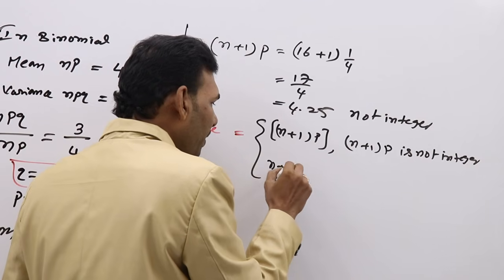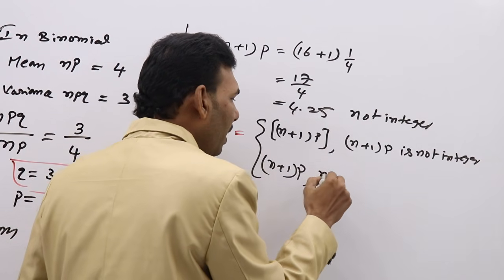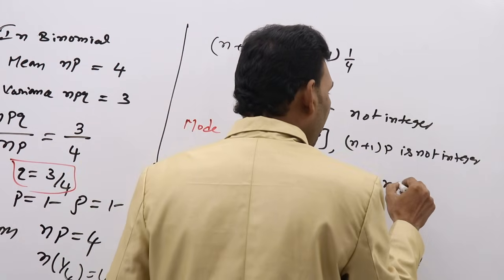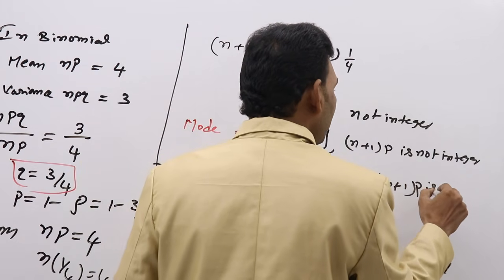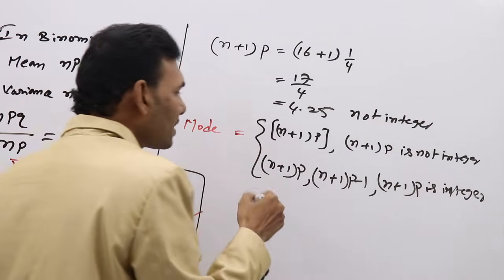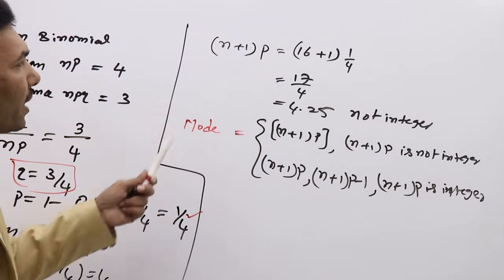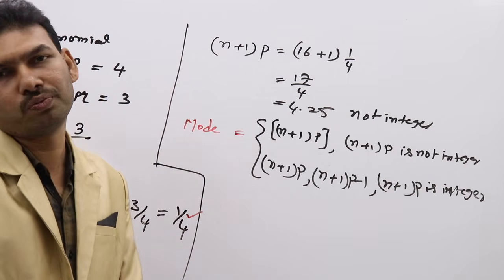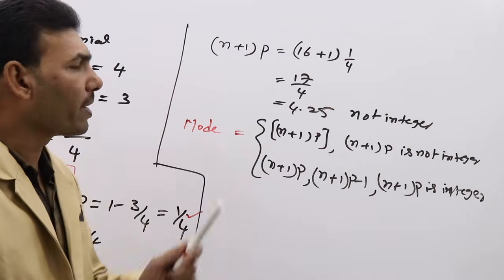If (n+1)p is an integer, you will have two modes: (n+1)p and (n+1)p minus 1. What I am saying is, if (n+1)p is 4, then the modes will be 4 and 4 minus 1, that is, 4 and 3.